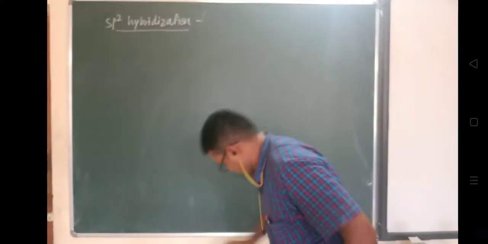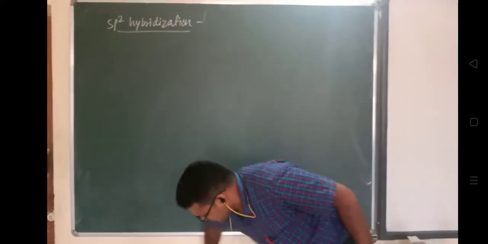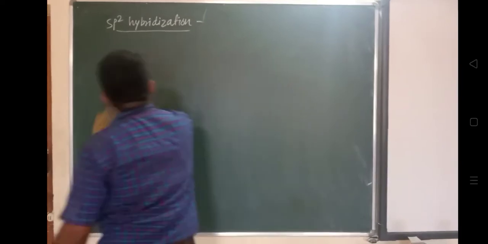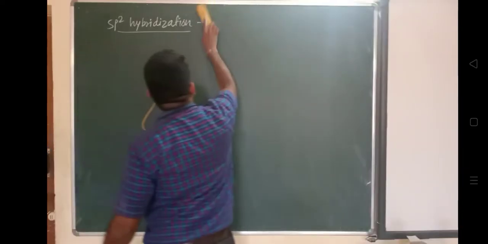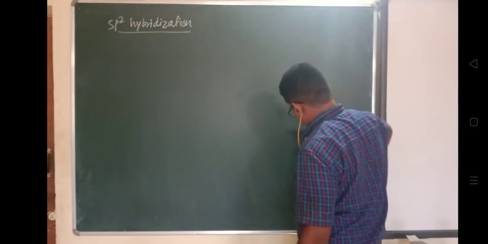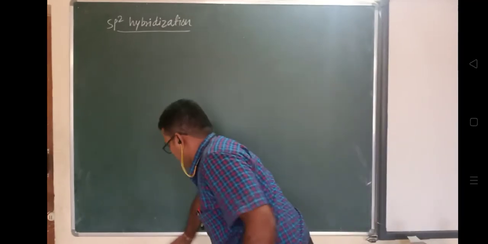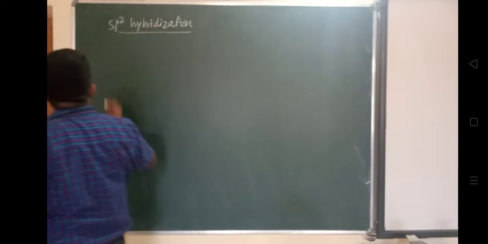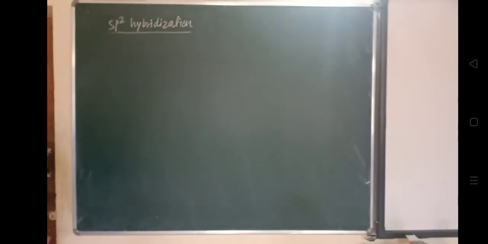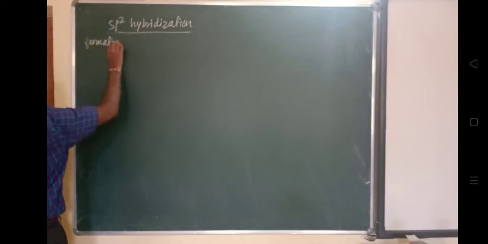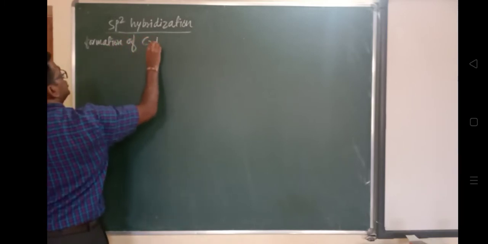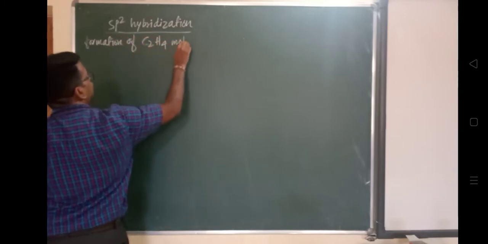Now we'll discuss the example, how the formation of the C2H4 molecule takes place. So how does this formation of the C2H4 molecule take place? The molecule consists of two carbon atoms. You can see in C2H4 that two carbon atoms and four hydrogen atoms are present.